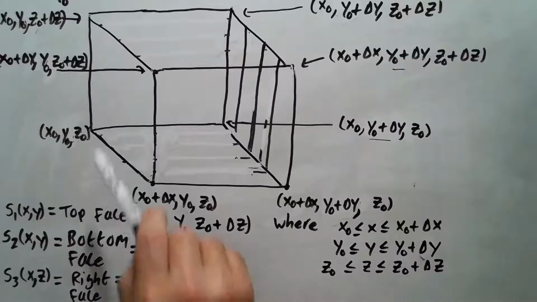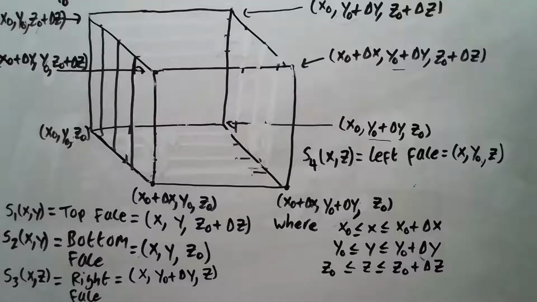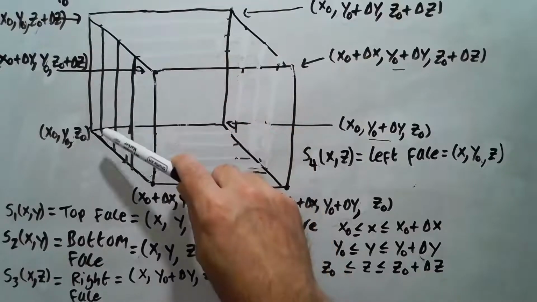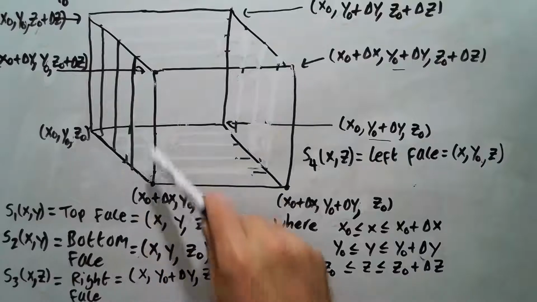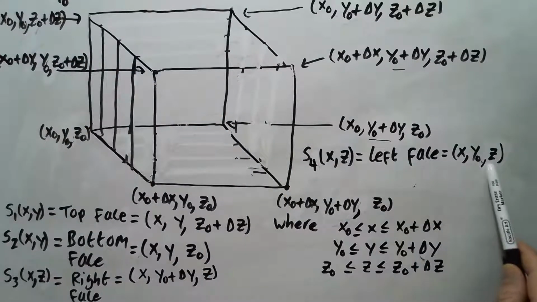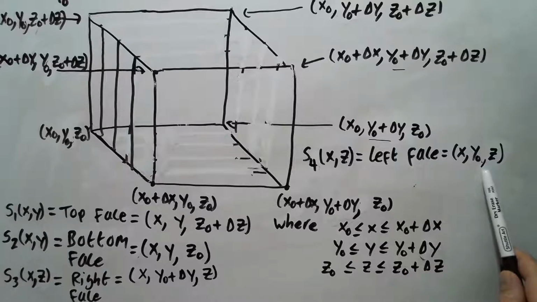Let's do, say, the left face next over here. Okay, so now my left face I'm calling S4. It's going to be a function of x and z. That's here. So on this left face, the y is constant. It's y0 on the left face. So the x and z will vary. So this will be how you parameterize the left face.